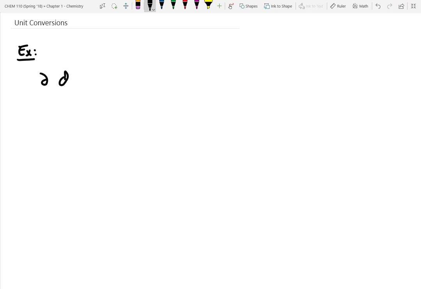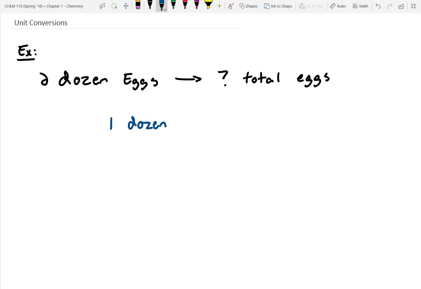Let's say I have 2 dozen eggs. How many total eggs do we have? All right, so I don't want my final unit to be in dozen. I just want it to be in number of eggs. What we first need to do is come up with a conversion. So does anybody know the relationship between dozens and items? 12, right? So 1 dozen equals 12 items. So this is our conversion factor.